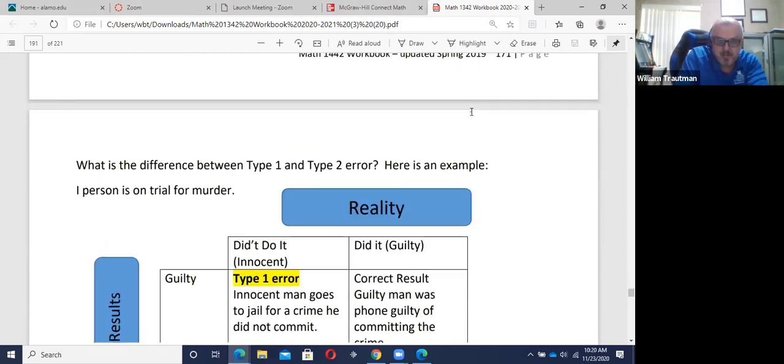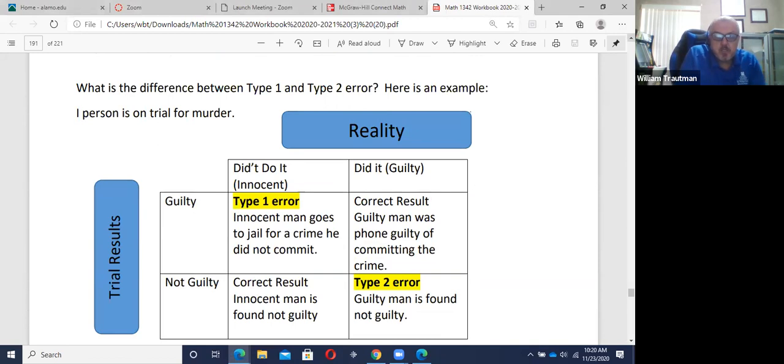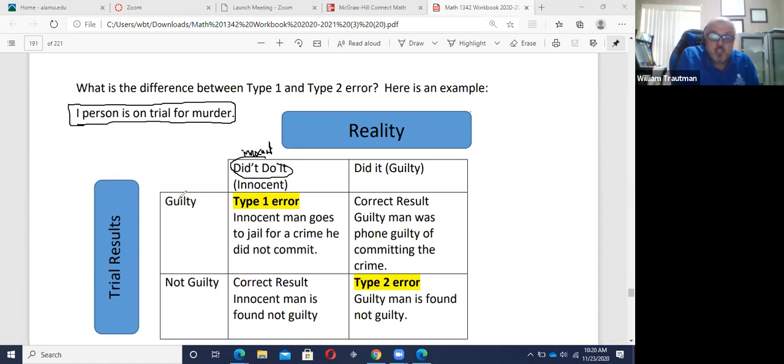Down here. Okay, so here's a person that's on trial for murder. Let me go up a little bit. So this is the type 1 and type 2 errors. A person is on trial for murder, okay? And they did not do it. They're innocent. But the jury found them guilty. If they're on trial for murder and they did not do it, but the jury found them guilty, that's a type 1 error. So that might make a little bit more sense.